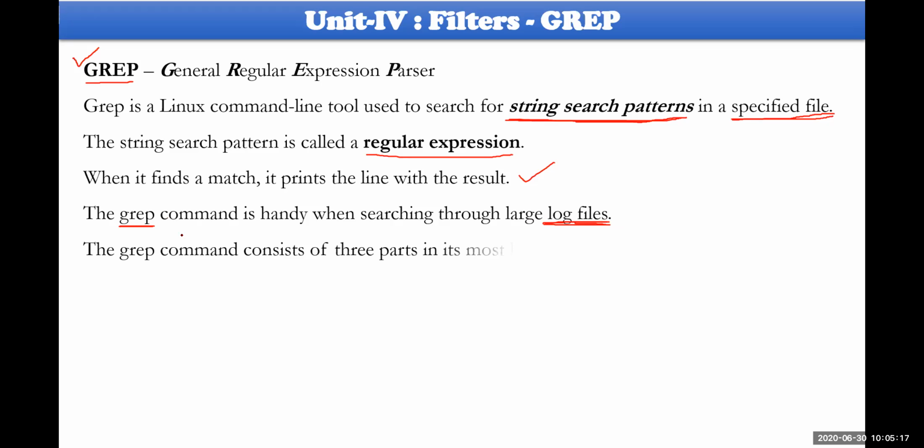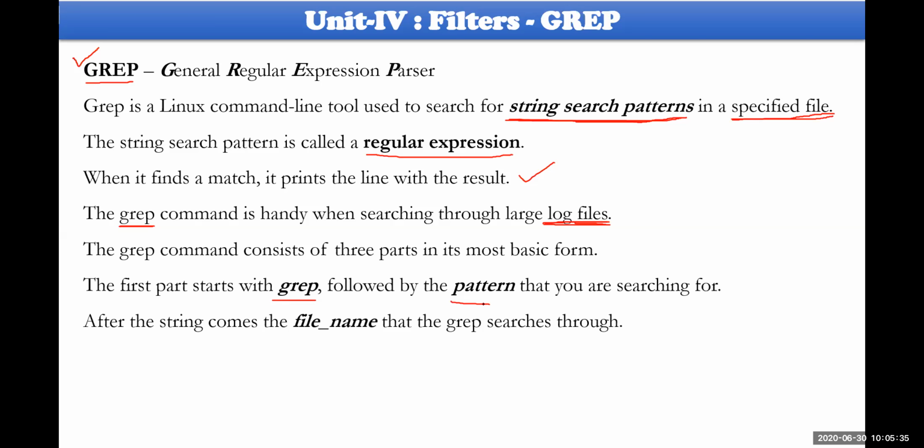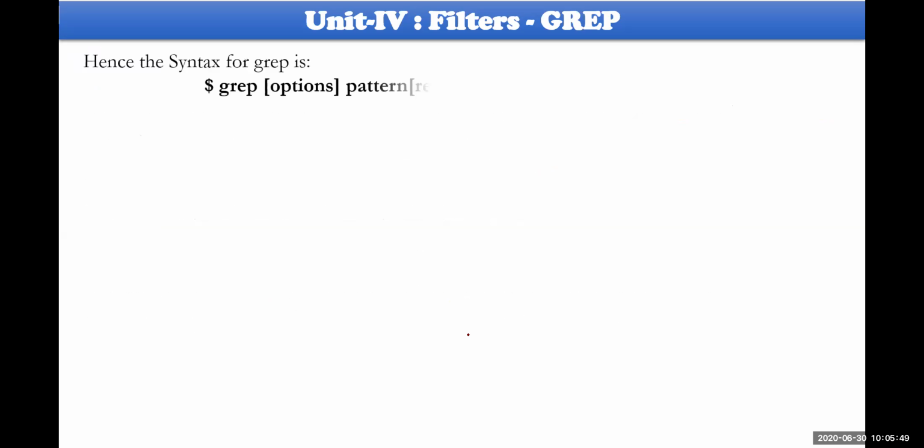It has three parts. Basically, any command in Unix has three parts only, like all other commands. So here also three parts are available. It always starts with grep, followed by the pattern, and then followed by the file name or any other search targets, whatever search operations you have. Let me give you the syntax here.